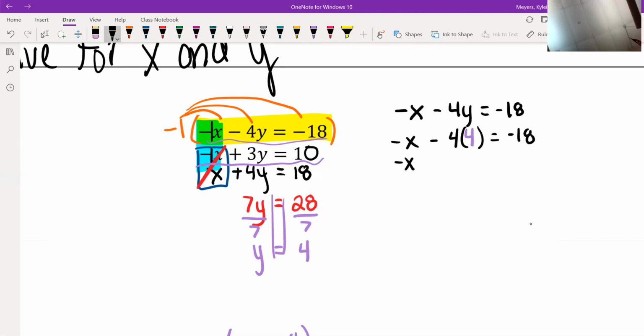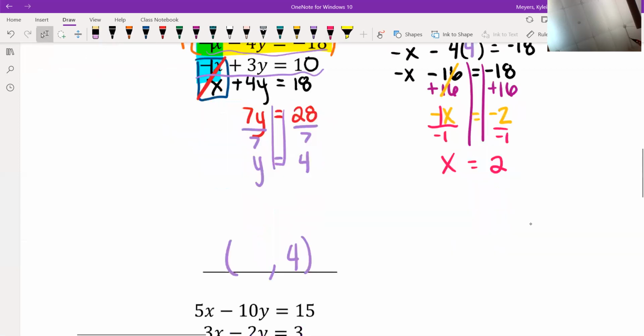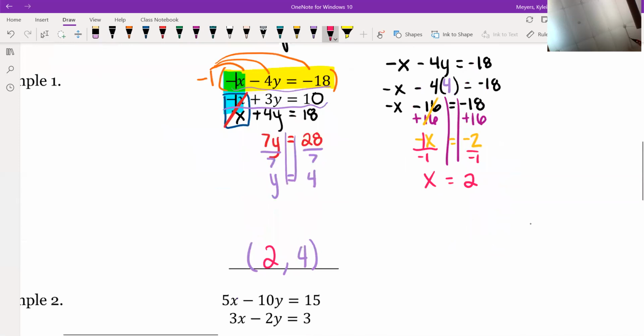So negative 4 times 4 is negative 16, so we have negative x minus 16 equals negative 18. Add 16 to both sides because we're solving this equation now. Those cancel. I'm left with negative x equals negative 2. Is negative x the same as x? No, right? We've talked about that negative 1 implied, so divide both sides by negative 1, and we'll get x is equal to 2. And then that's my answer.